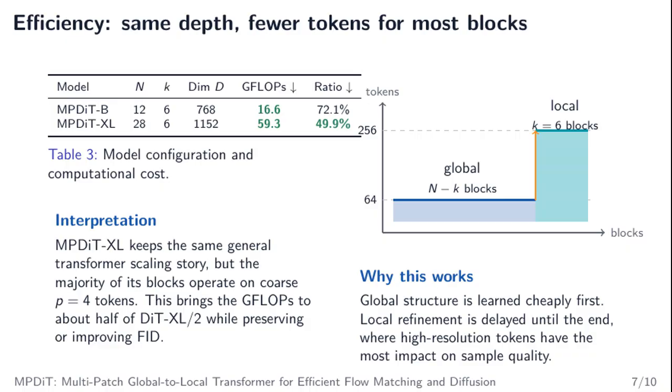This slide explains where the efficiency comes from. MPDiT does not simply make the transformer shallow. Instead, it keeps the same overall depth, but changes the token resolution used by different blocks. For MPDiT XL, the model still has 28 transformer blocks. However, 22 of those blocks operate on only 64 tokens. Only the final 6 blocks operate on 256 tokens. Because most computation happens in the coarse stage, the total flops are much lower. The GFLOP ratio is about 49.9% compared with the dense high-resolution model. So MPDiT keeps depth for representation power, but reduces token count for efficiency.